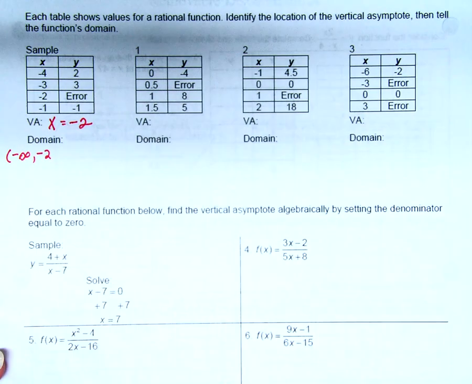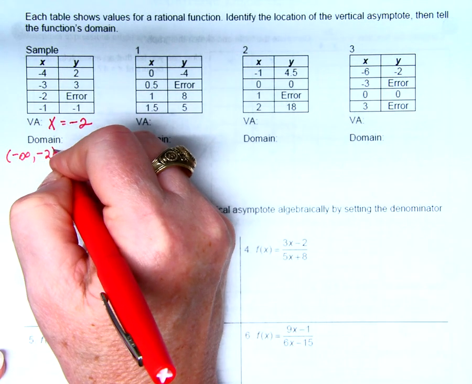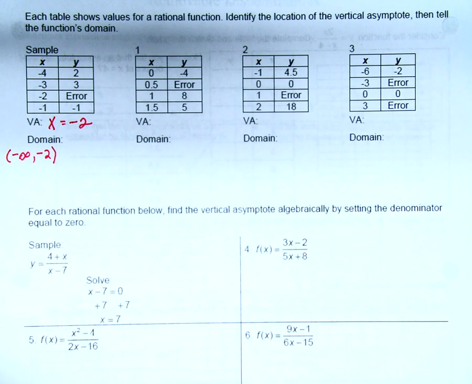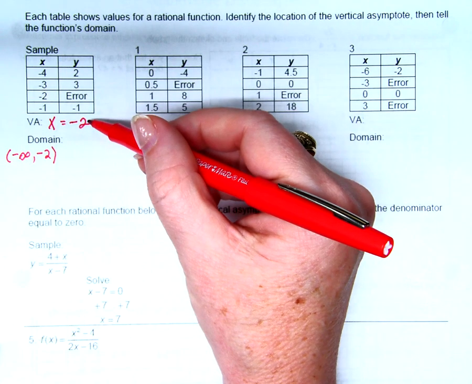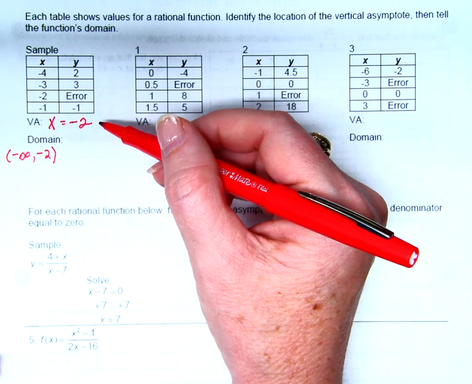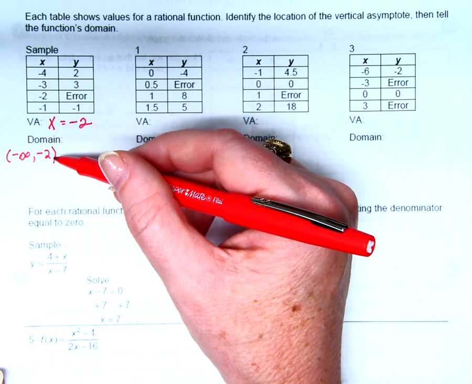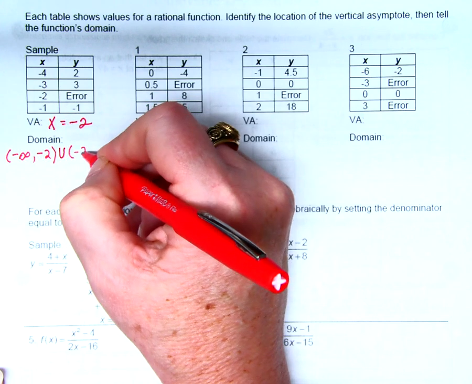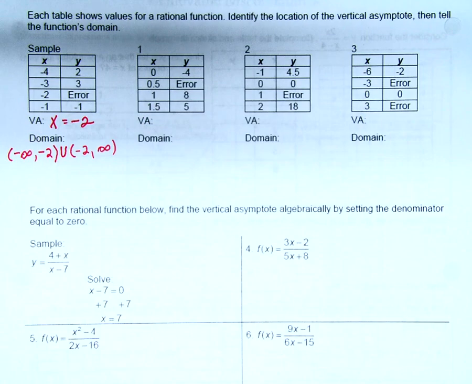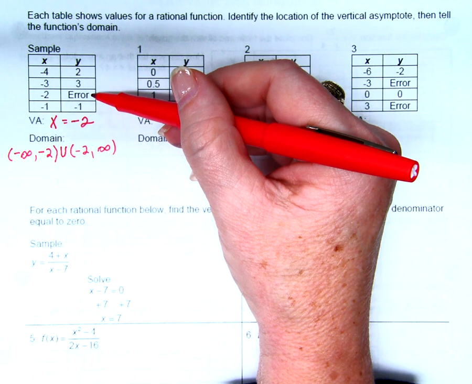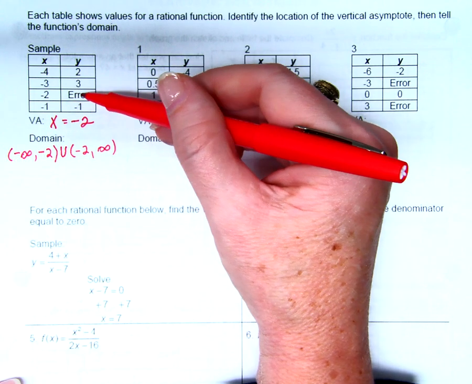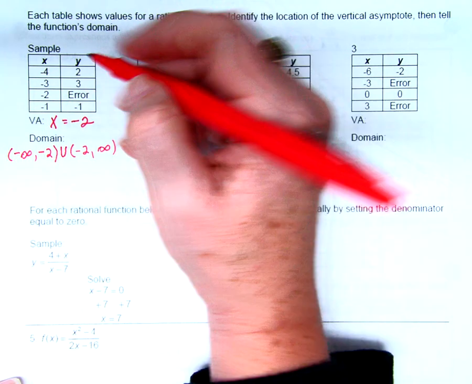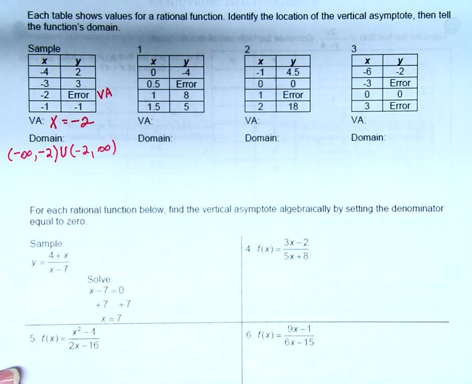-2, parenthesis or bracket? Parenthesis, okay? Because is -2 included? No, that's where my asymptote is. So I get all the way up to -2, but don't get to -2, because then on the other side of -2, I go all the way to infinity. Does that make sense? So in the table, where there's an undefined, or in this case an error, what is that telling me? That's telling me where the vertical asymptote is.